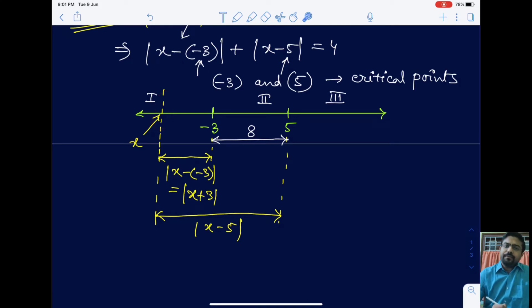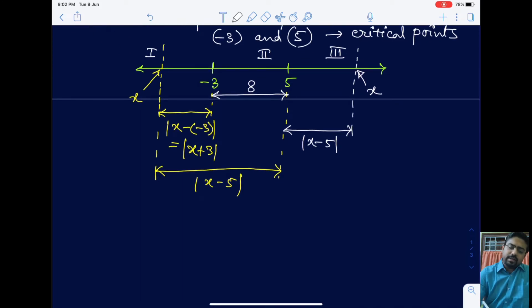So x cannot lie in this region. Similarly, if we consider the location of x in the third region, let us say this is x, then this much distance will be mod of x minus 5, and following a similar analogy, this much distance will be equal to mod of x plus 3.